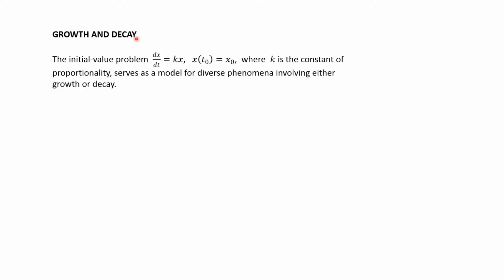dx/dt equals kx, where x of t sub o is x sub o. This simply means that when t is t sub o, usually 0, our x is x sub o. So that is the meaning of that.